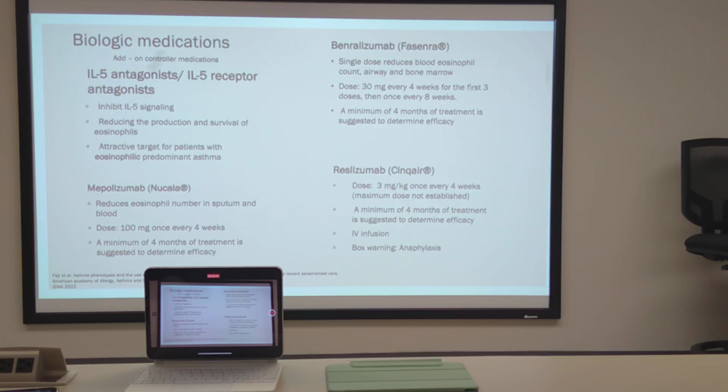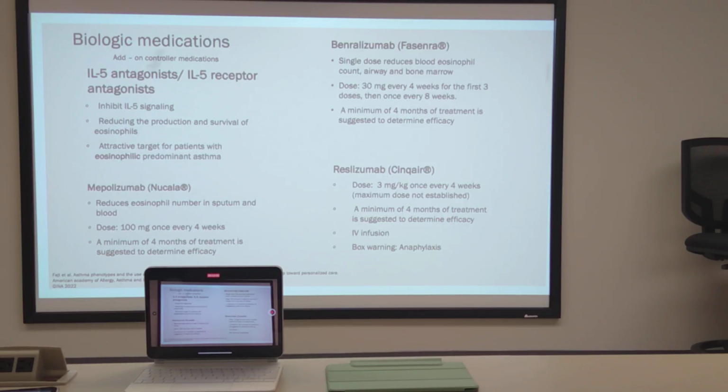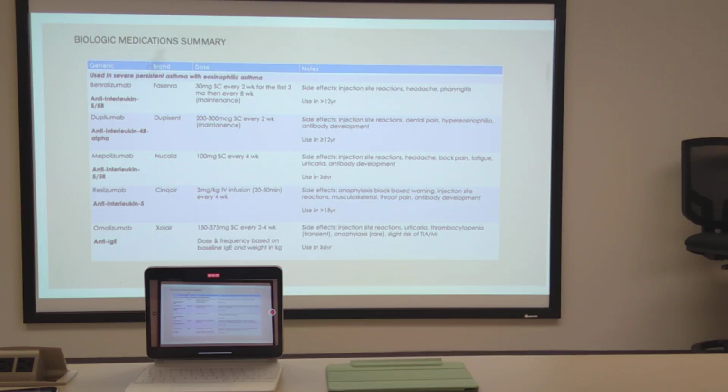Lastly is your Cinqair. This is dosed 3 milligrams per kg once every 4 weeks. It actually does not have a max dose. It is used for a minimum of 4 months of treatment in order for you to see an actual effect. The thing about this one is that the other agents I mentioned before are sub-Q, but this is actually an IV, an IV infusion. This is a summary of all of the biologics, so if you want to use this as a reference, all of the information is on here too.